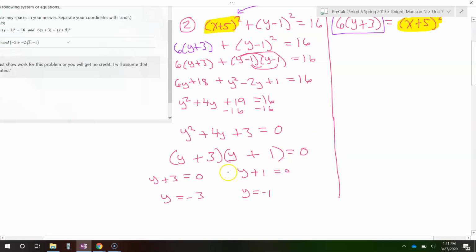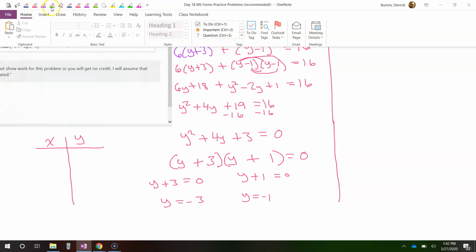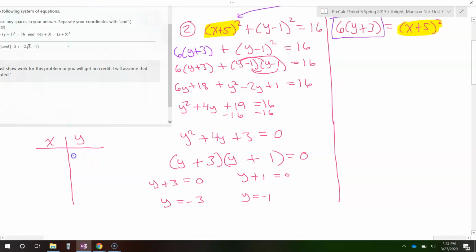Okay, great. So we have found the y values. Now we need to find the x values that go with them. So I think I'll make a little chart over here to demonstrate what's going on. These will be my x's and my y's. Let's start with a y value of negative 3. Here I have a y value of negative 3. Let's see what happens.